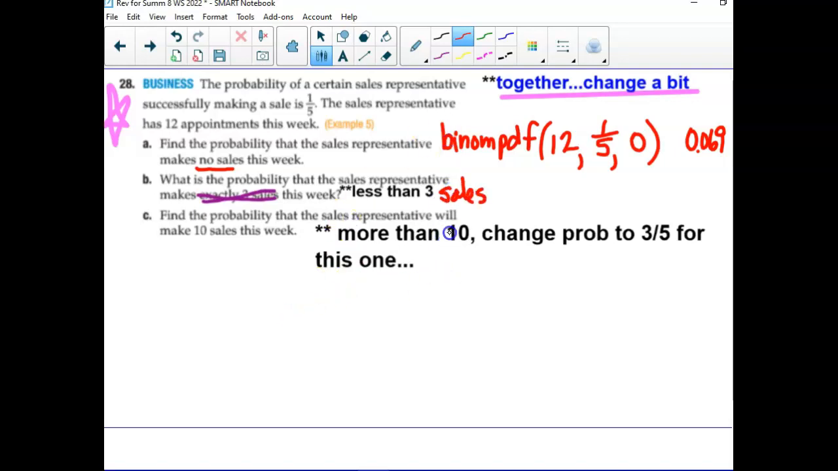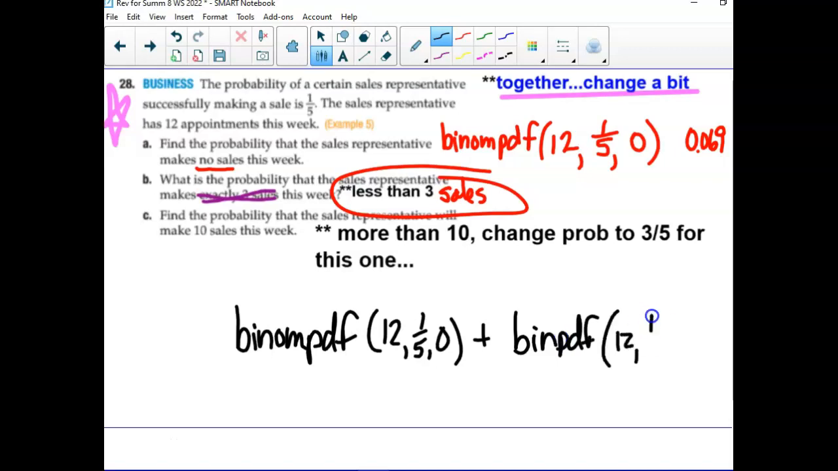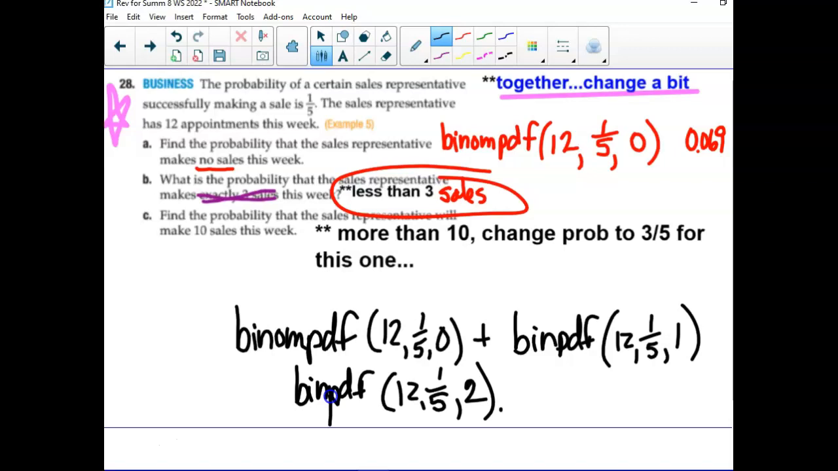So for part B, less than 3 sales, I would like you to keep doing binom PDF rather than try to figure out how that CDF one works, and say 12, 1/5, 0, and then you don't need to type it like this, you can type it separately. I'm just going to abbreviate some of this. And you could also make how many to stay less than 3? 1 or 2. So 12, 1/5, 2. And then you want to add all those probabilities up.